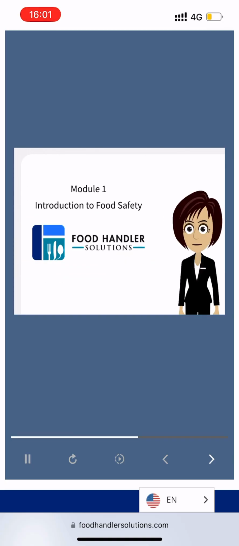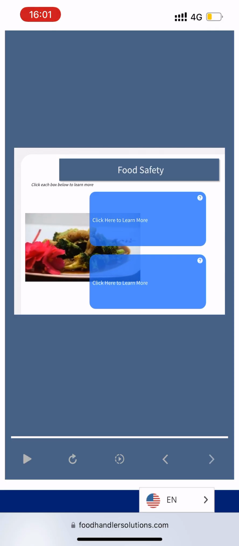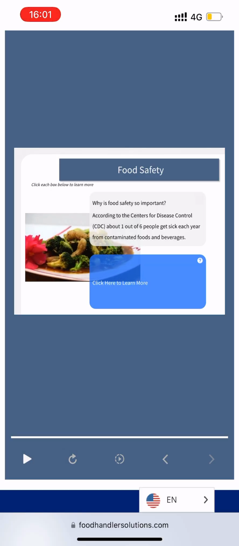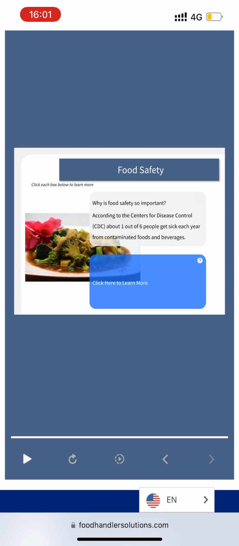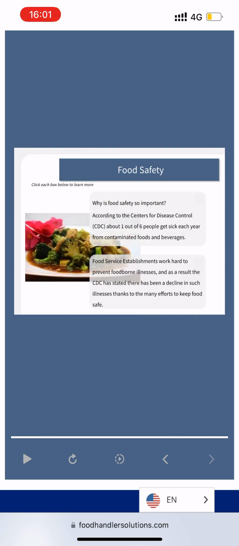Module 1, Introduction to Food Safety. Food safety. Click on each box below to learn more. Why is food safety so important? According to the Centers for Disease Control, CDC, about 1 out of 6 people get sick each year from contaminated foods and beverages. Food service establishments work hard to prevent foodborne illnesses, and as a result, the CDC has stated there has been a decline in such illnesses thanks to the many efforts to keep food safe.